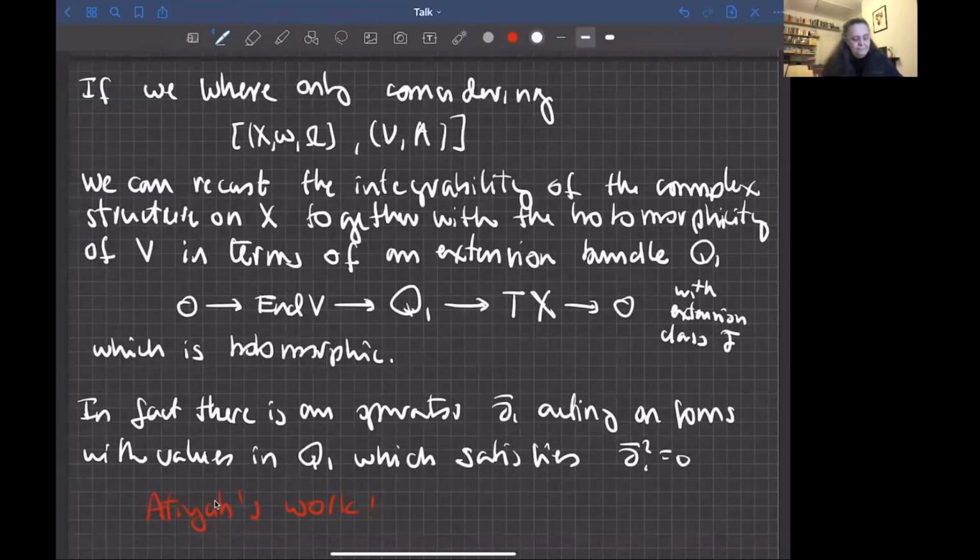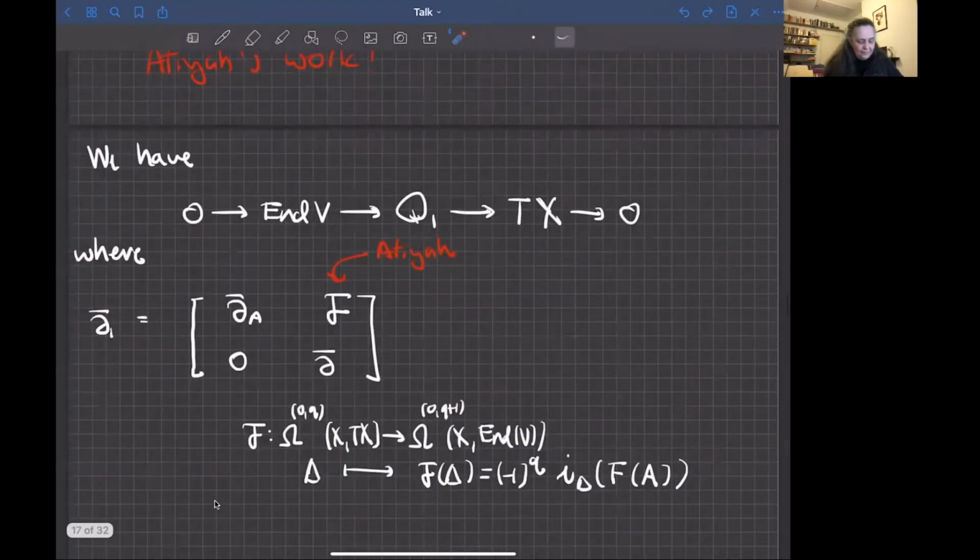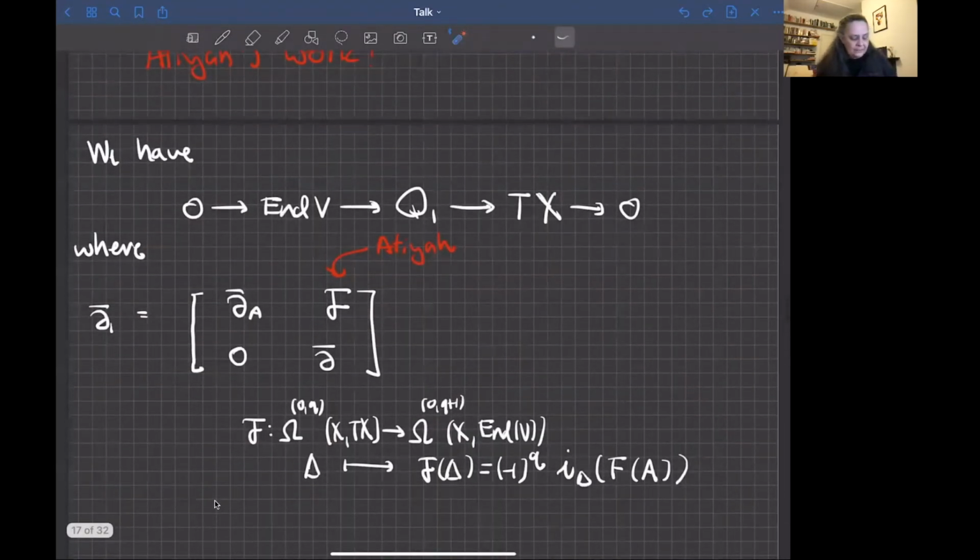Right? And in fact, there is an operator I'm going to call del bar 1 acting on forms with values in Q1, which satisfies this, which is nilpotent. And this is of course all work by Atiyah, right? This is well known. So what we have is this extension bundle Q1, right? And this is the extension class, this curly F here.